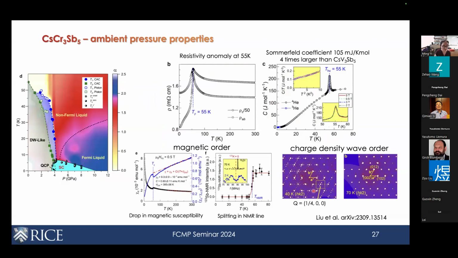Okay. So let me first talk about ambient pressure. Again, I'm just showing you results that are already reported here. If you look at the resistivity measurement, you can see that there is an anomaly at 55 Kelvin. This anomaly is also seen in the heat capacity measurement here.